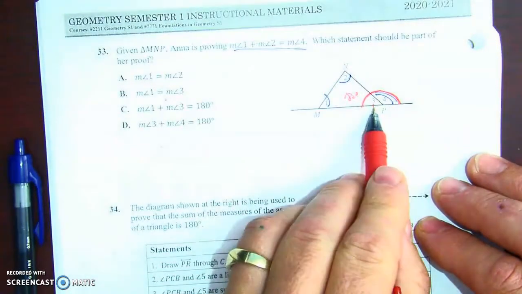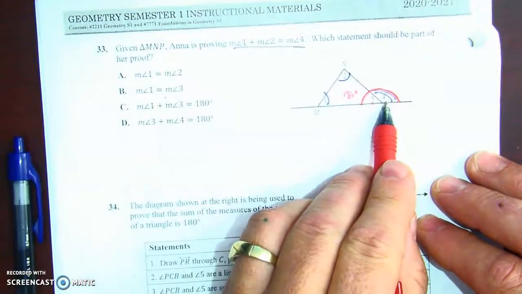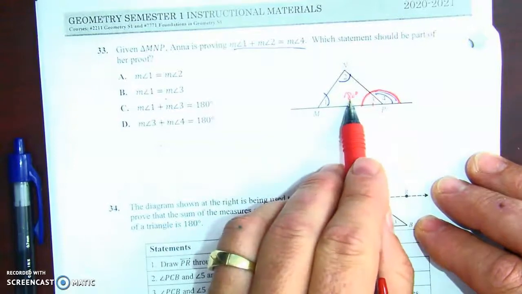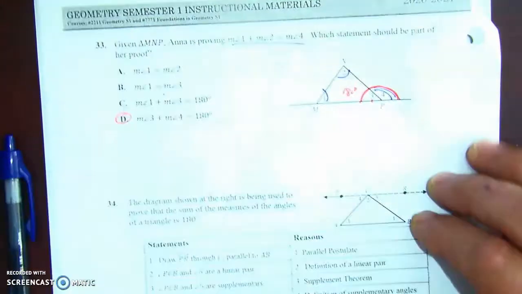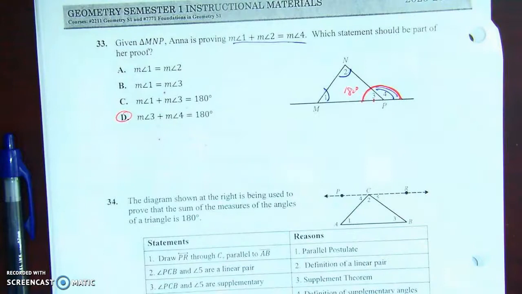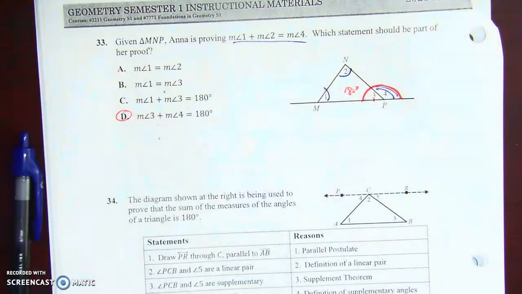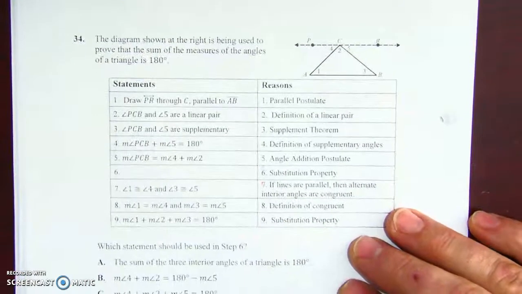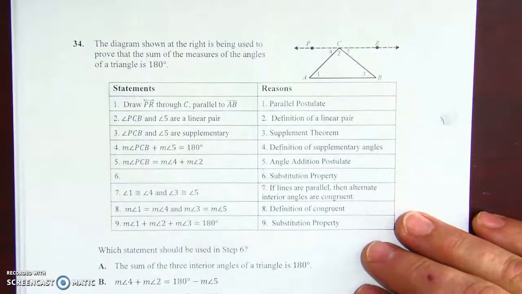So that means we would take angle 3 and angle 4 and we would add them up, and guess what they'd add up to be? 180 degrees. So this one would be the one that we would use in that part of the proof. All right, that one's a quick and easy one compared to the last one. All right, scenario and question number 34.